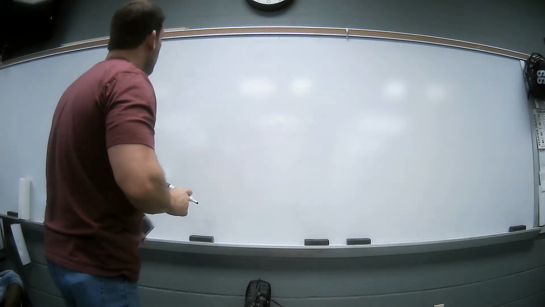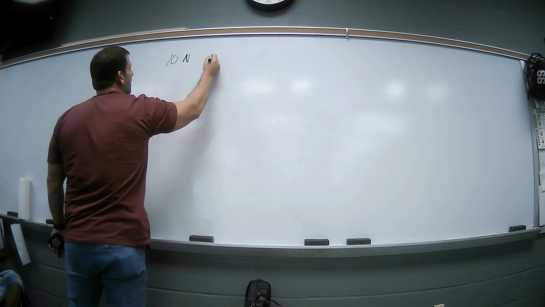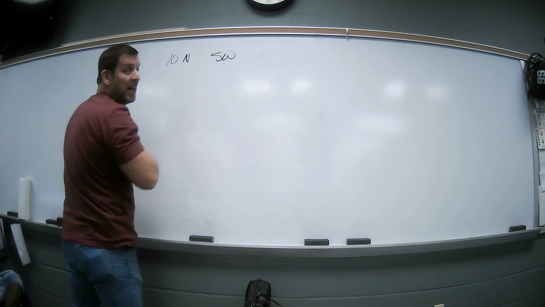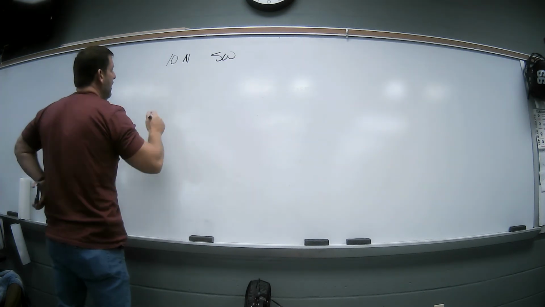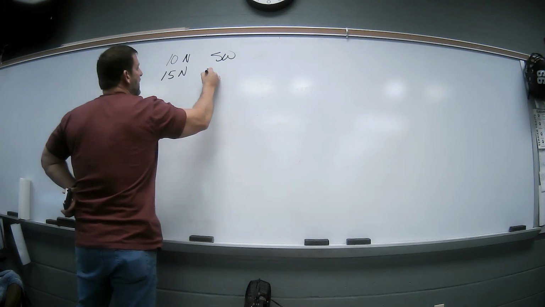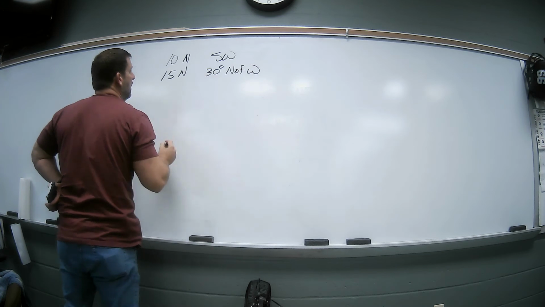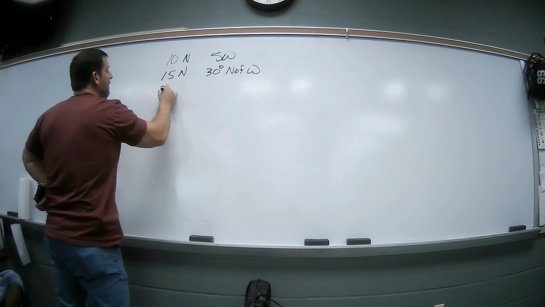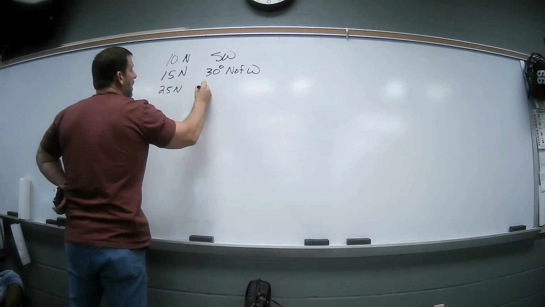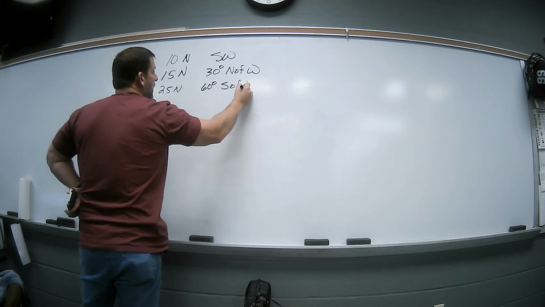I'm going to give you three vectors. Let's do this. 10 newtons. Ooh, I like this one. Southwest. All right. 15 newtons, 30 degrees north of west. And 25 newtons, 60 degrees south of east.